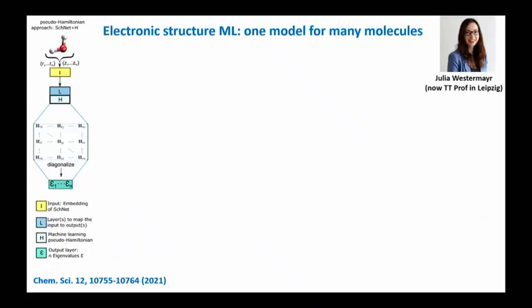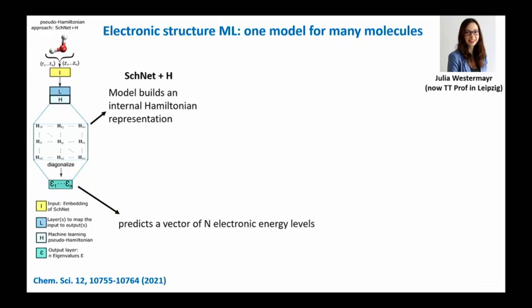The transferability problem is an interesting, different one. This is something I did together with a really great postdoc, Julian, who has now moved on to an assistant professorship position in Leipzig. And here the idea was, can we come up with a machine learning model for the eigenstates of a system that works for various different molecules. So we've got a deep learning pipeline, and in this case, we construct a Hamiltonian at the end of it in this message passing model. And when we diagonalize that Hamiltonian, it gives us the eigenenergies of the system. So it predicts n electronic energy levels.